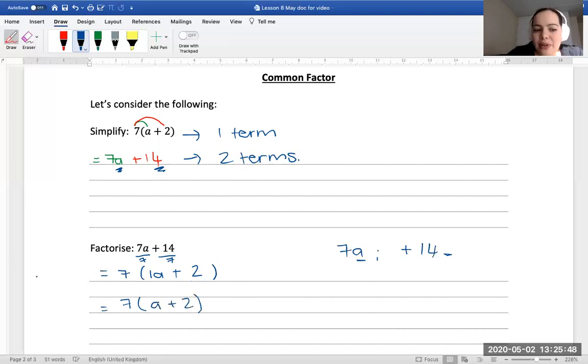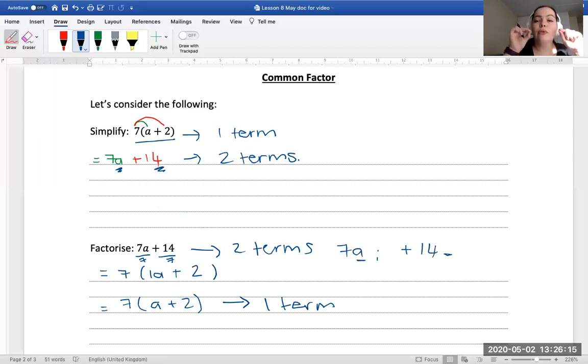Now, why does that work? Well, have a look. That's this right here. If I multiply this back out, I'm going to get 7a plus 14. 7 times a, 7a. 7 times 2, plus 14. So basically here, I've gone from 2 terms to just 1 term. Now, the way I did that is not terribly important for right this minute. It will be in the next example.